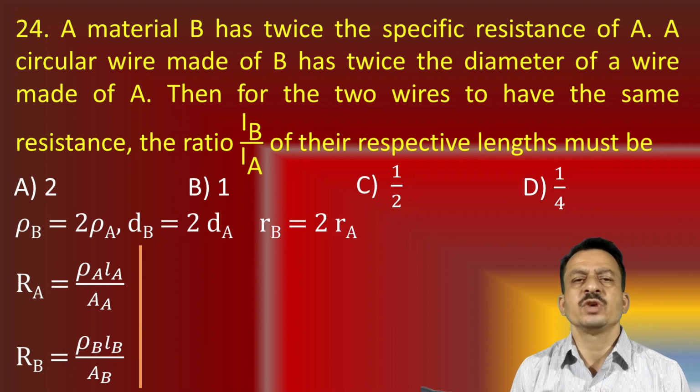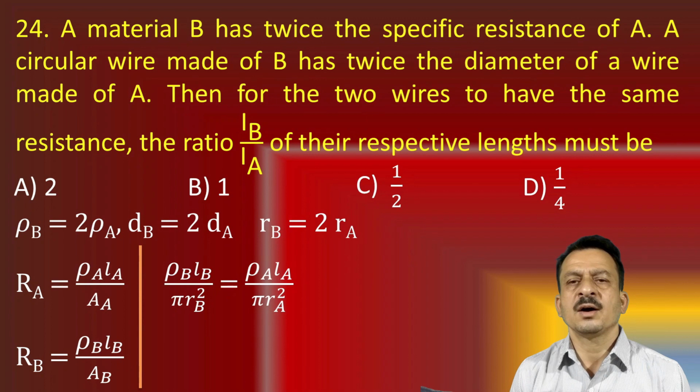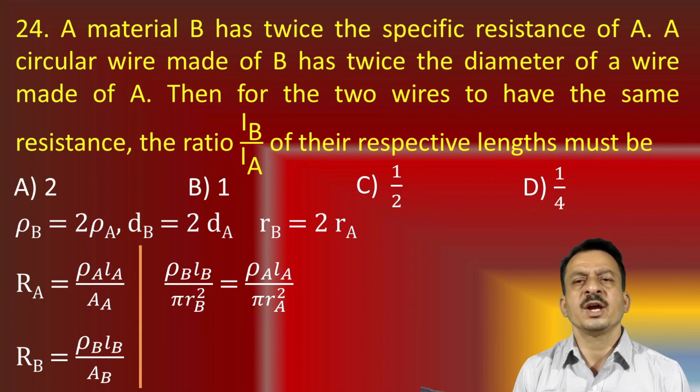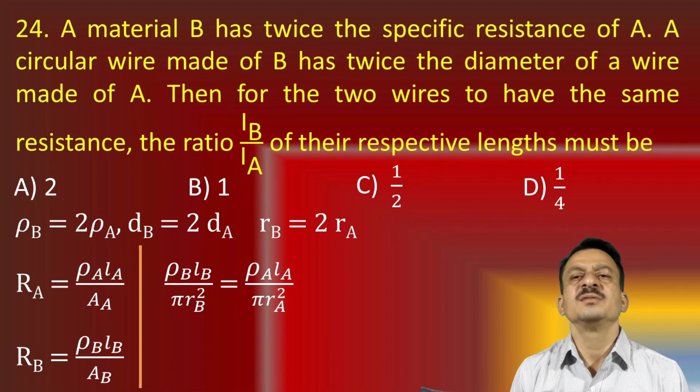Therefore, we will equate these two equations. Rho B, LB divided by area, which is pi RB square, should equal rho A, LA divided by pi RA square. Now pi gets canceled here. Now we have to calculate LB divided by LA.